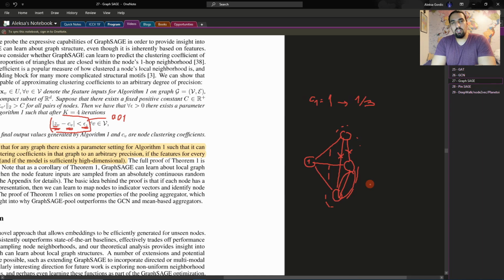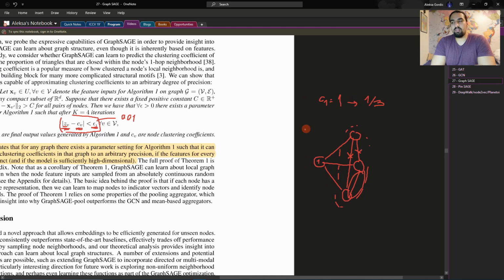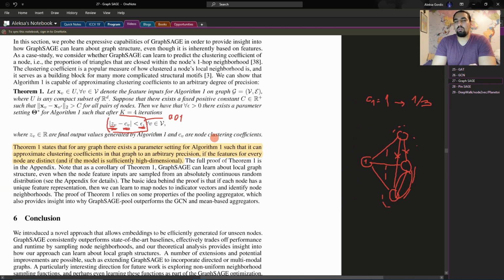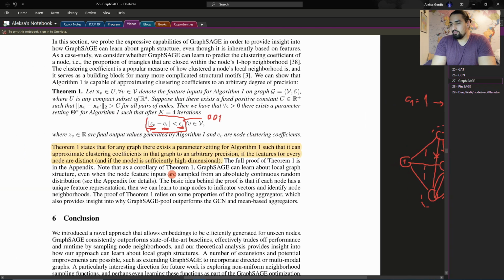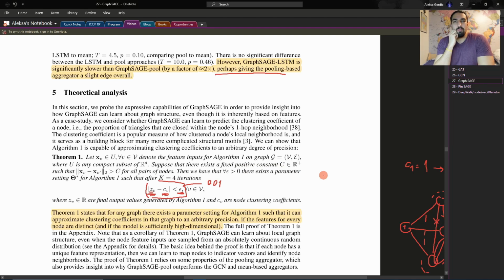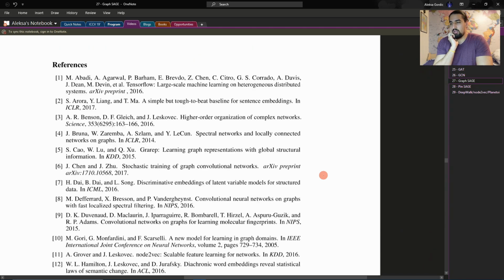So basically what they state here is that GraphSage can learn all of this structural information in the graph, and it can learn it to an arbitrary precision. Okay, let me wrap up this paper by explaining the mini batch part and something related to graph embedding methods, which will be interesting.